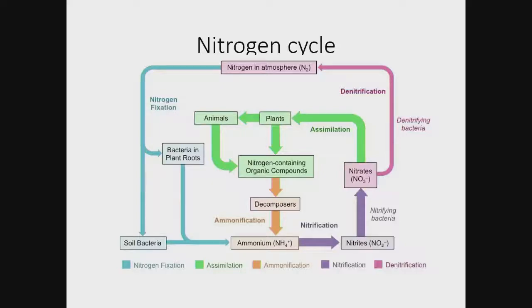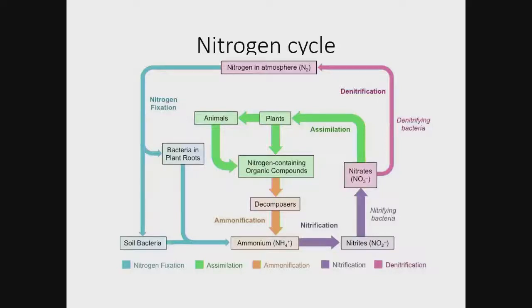Now the bacteria in plant roots, what happened to it is that when these plants get nitrate, they grow. The bacteria stay there in the plant root, but the plant grows. When some of the legume plants die, they release ammonia into the soil.